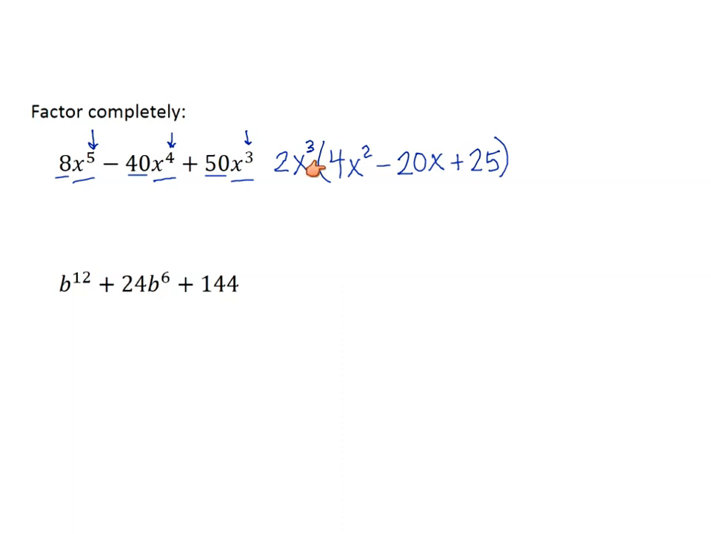Now I'm looking to see if this is a perfect square trinomial. First term is a perfect square, and it's positive. Last term is a perfect square, and it's positive. When I take the square root of this term, I get 2x. Square root of this one, I get 5. 2x times 5 is 10x. And I double that to get 20. So it is a perfect square trinomial.